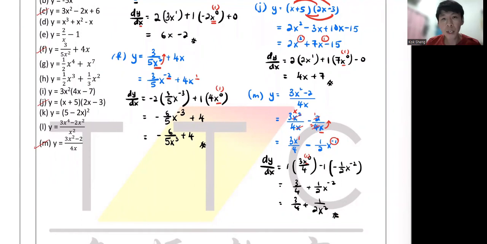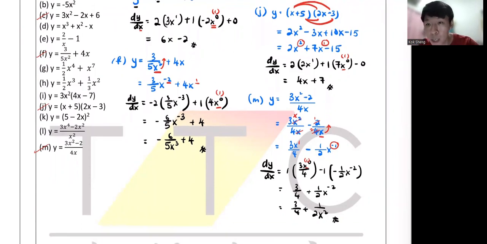Of course, the way I'm doing here, you can see again, I'm going for the full step. If you're okay, you can skip the step. I'm just doing the full step for you to see only. Next one, we go to number 4.